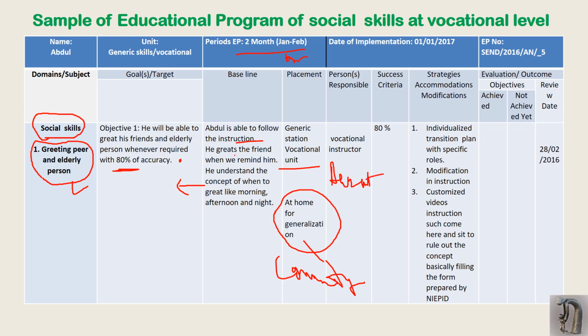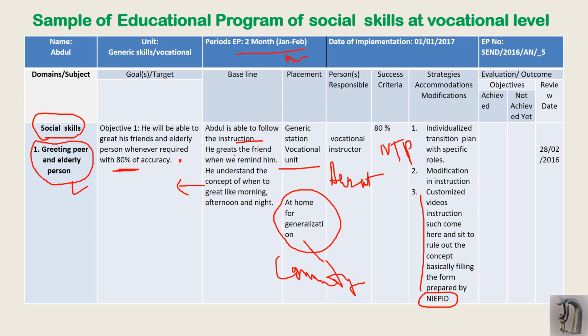See, the individualized transition plan, which I was talking about, the IVTP, the individualized vocational transition plan, has to specify the different roles: what kind of person is going to teach, what kind of things you're going to take, what will be the roles and responsibilities, and the modification in instructions. That is very, very important. And most of the time, what is very helpful is a customized video, if you have one. In India, NIEPID has developed a software package on socialization skills, which you can make the child see and understand the concept, so that he gets a better understanding of the particular objective.